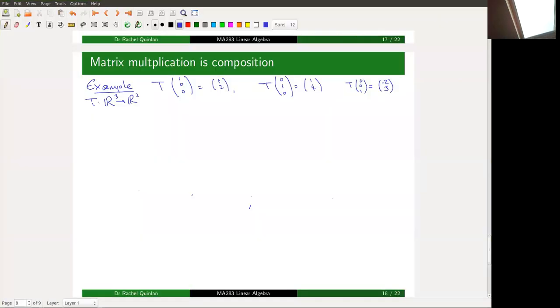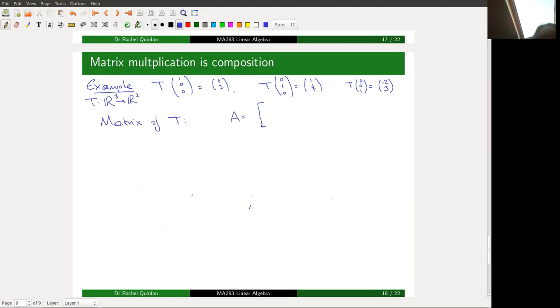Okay, so let's look at a particular example then of a linear transformation T from R3 to R2, for which we know the images of the three standard basis vectors. So let's just say, for instance, T of (1, 0, 0) is (1, 2). So that's a vector in R2. T of (0, 1, 0) is (1, 4), and T of (0, 0, 1) is (-2, 3). Then the matrix of T is the matrix A, which is a 2 by 3 matrix.